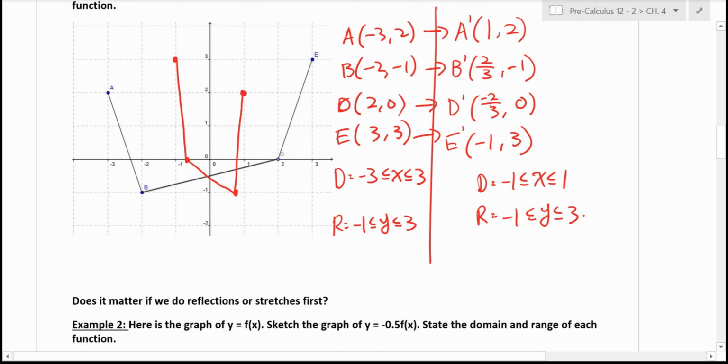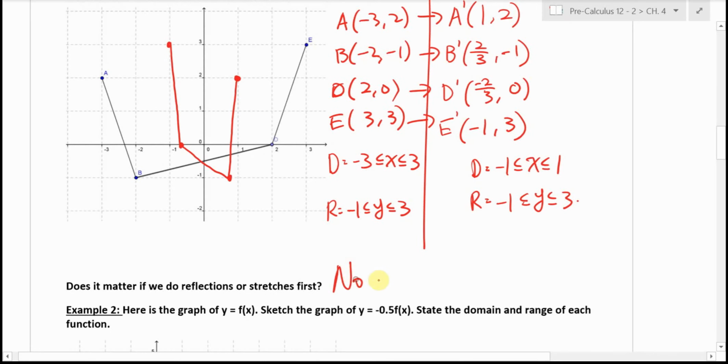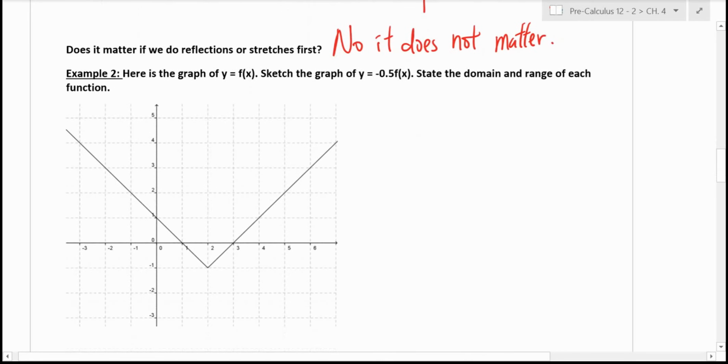Here's the question we need to think about first. Well, I guess I kind of tell you already. Does it matter if we do reflection first or stretches first? No, it does not, because both involve multiplication. You can multiply a first or b first. It doesn't matter. Hopefully that gives you a preview of what's coming tomorrow. When you do translation and expansion or compression, the order does matter because we have to do multiplication first. All right, here's the second example.